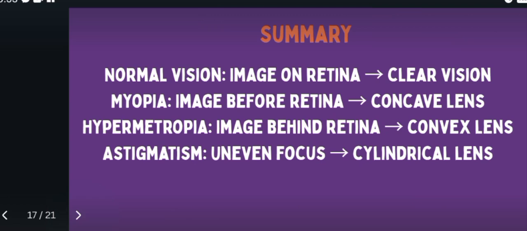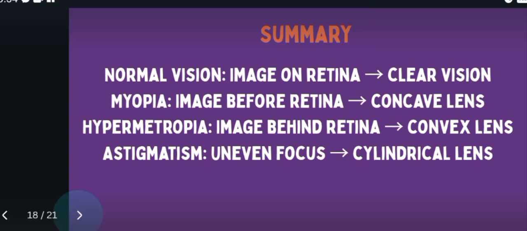Next, the summary. So, normal vision, image on retina, clear vision. While the myopia, image before retina, you will use a concave lens to correct the eye vision. Here, the hypermetropia, image behind retina. So we need to correct it, so use a convex lens. And astigmatism, uneven focus, use a cylindrical lens.